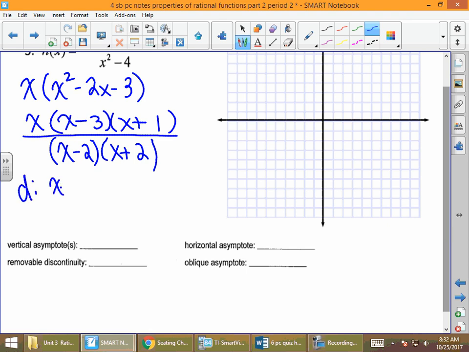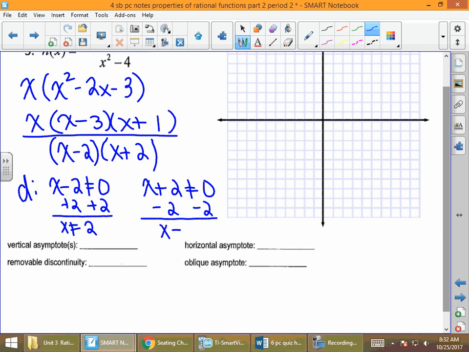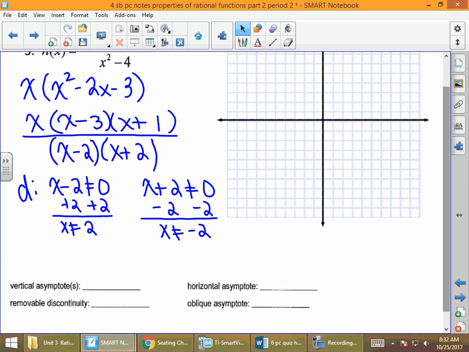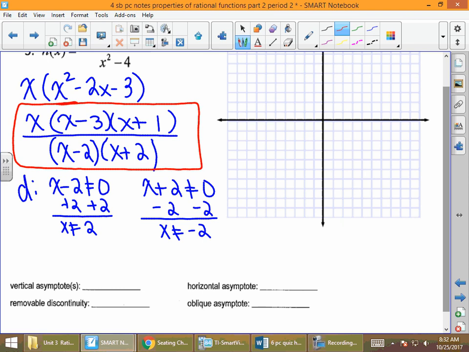So our domain is x minus 2 doesn't equal 0, x plus 2 doesn't equal 0. And maybe you don't even need to write those steps. If we add 2 to both sides, we get x doesn't equal 2. And over here, when we subtract 2 from both sides, we get x doesn't equal negative 2. I know I didn't ask for us to figure out the domain on this one. But as we look back here at our function, which I'm going to box in here in red, that's our function in simplified form.